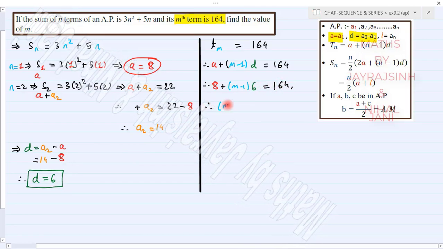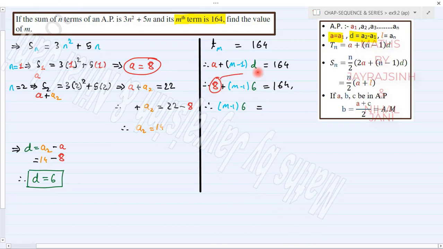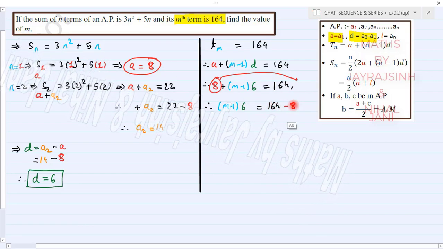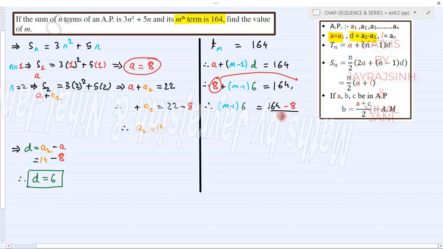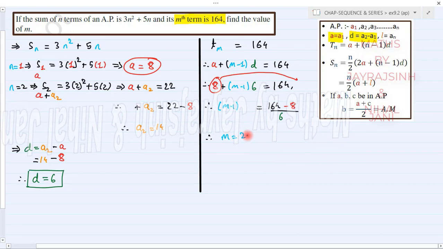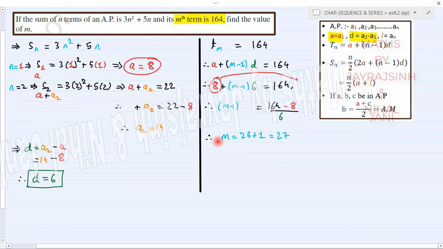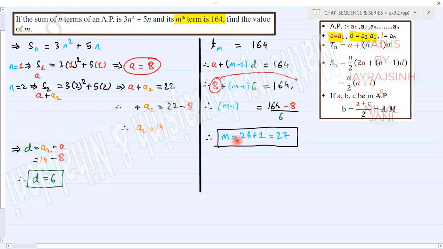Now let's make m minus 1 the subject by moving 8 to the right hand side. We'll get 164 minus 8, and this 6 will move to the denominator. So we will get m is equal to 26 plus 1, or we can say 27, which is your required answer. Ta-da!